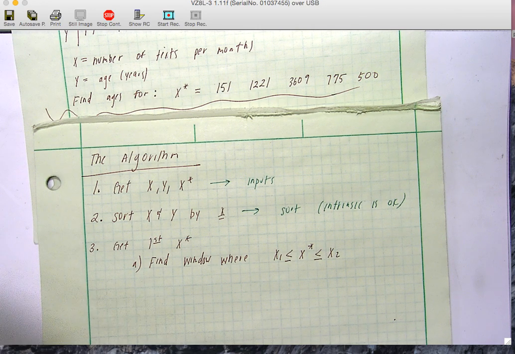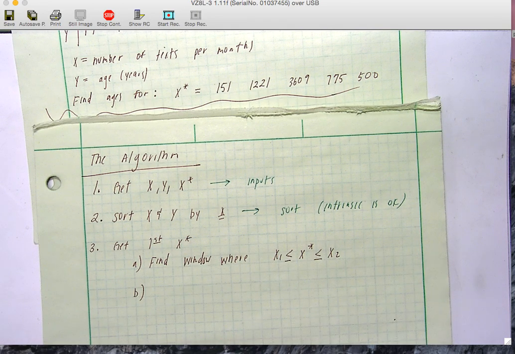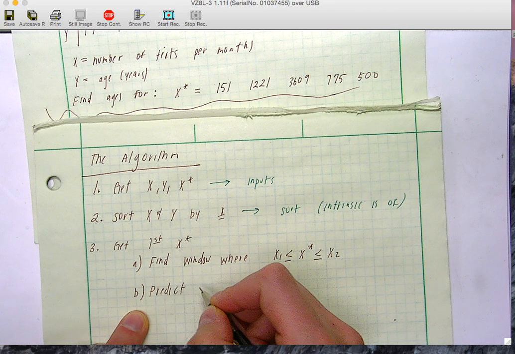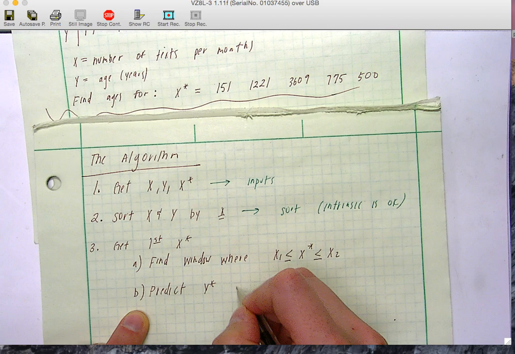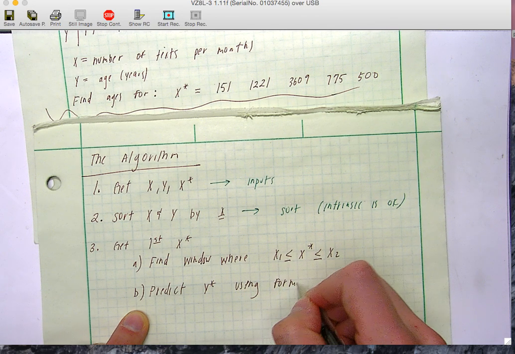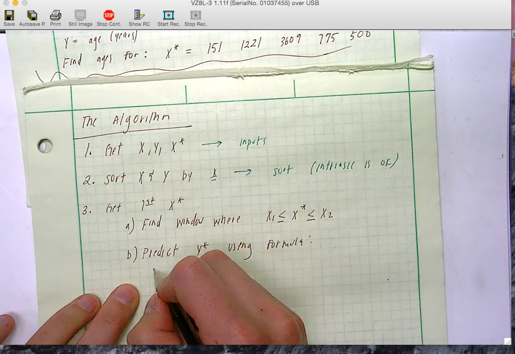So then, once you know x1 and x2, remember you'll also know y1 and y2 because you've sorted the algorithm, so they'll just be at the same location. Then you will predict y star using the formula that we already came up with. So that would be here.